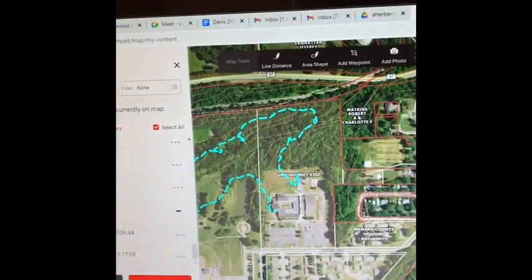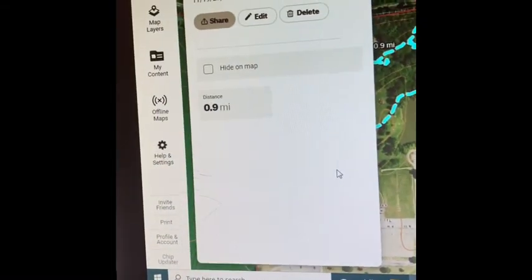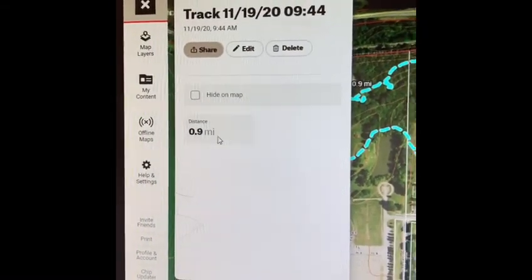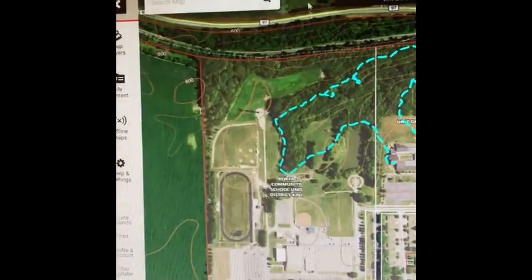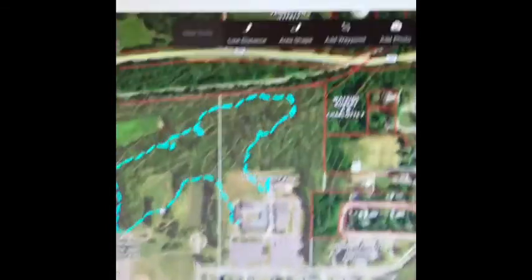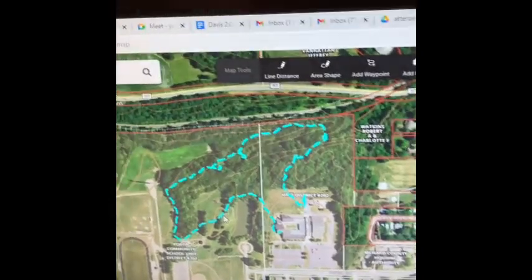All right, so this track, if I could look at it, I went 0.9 miles, almost a mile. All right, on my phone it showed that it took me 22 minutes to walk all that.